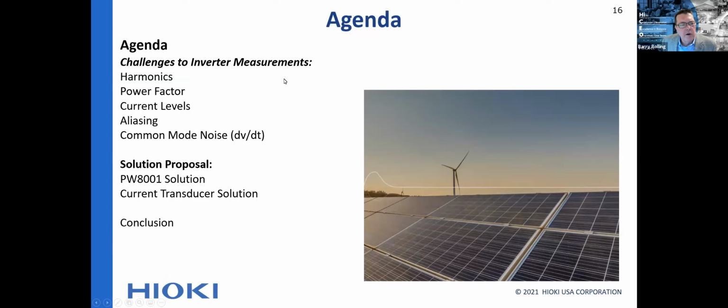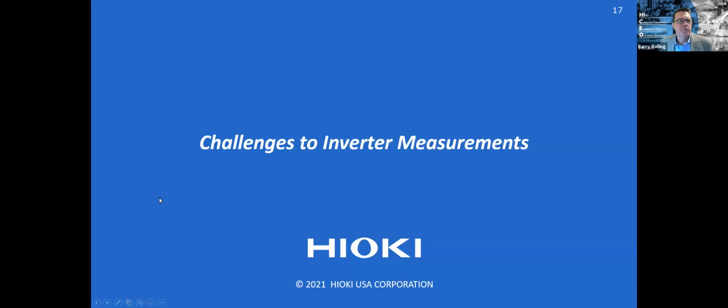So our agenda over the next few slides is to share with you 5 things that I'd like for you to think about. I'll share just a couple of slides on each of these issues: harmonics, power factor, the current levels along with frequencies of those currents, aliasing, which we've mentioned earlier, and then the common mode noise, or the dV/dt, the rise time associated coupling into a CT. And then Naomichi, or Nao as we call him, will propose a Hioki solution to you. So here we go, challenges to inverter measurements.